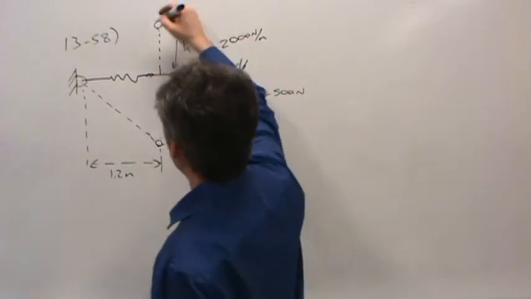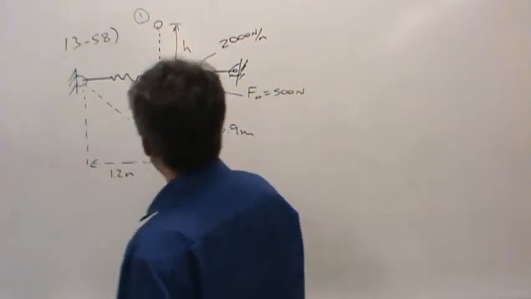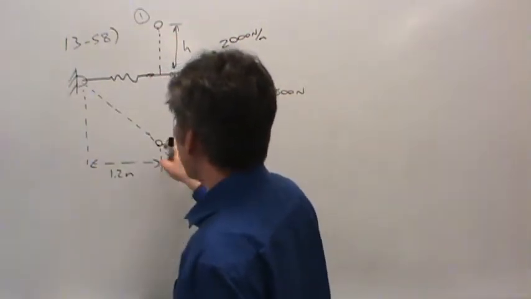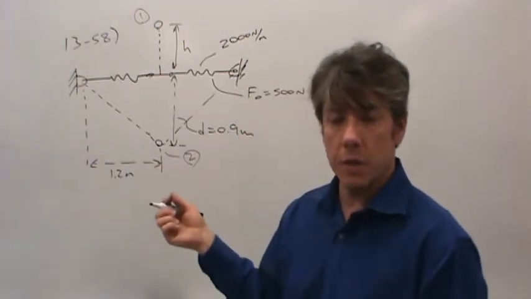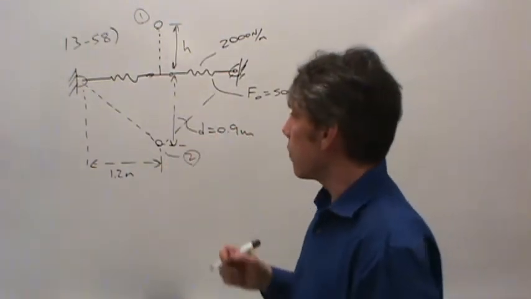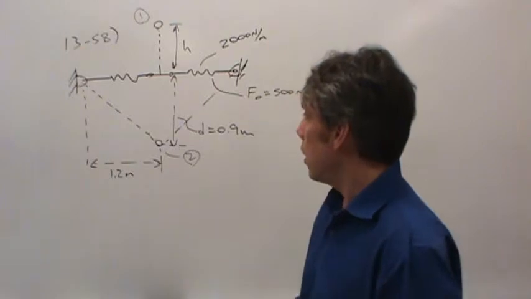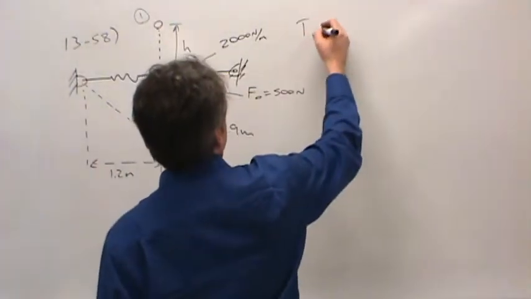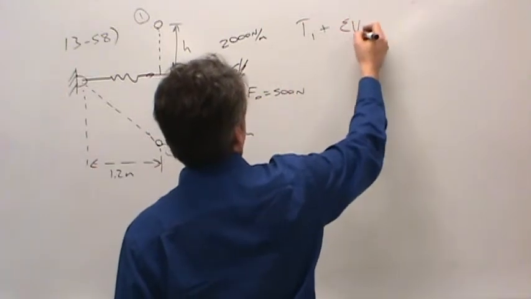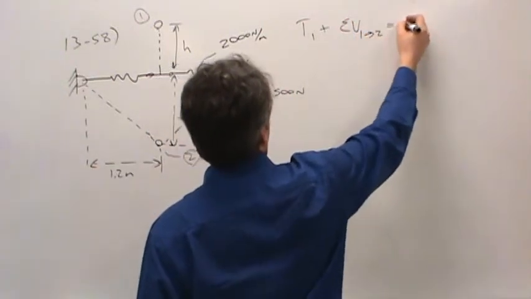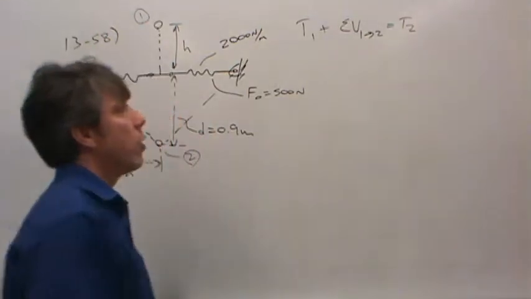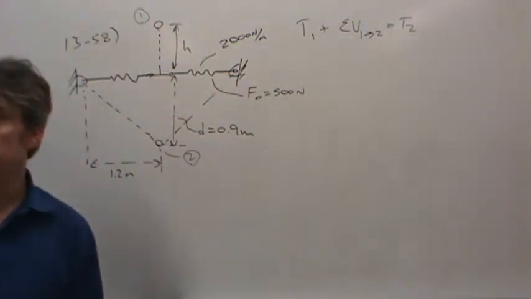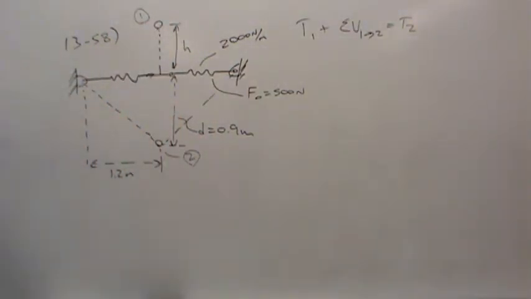In fact, let's go from state 1, where the ball's up here, down to state 2, where the ball's down at the bottom of the pouch and the springs are fully stretched, or however far they're going to be stretched. Okay? Now, what do we know about state 2? If we were to write down an energy equation that says T1 plus the sum of U1 to 2 equals T2, what do we know about both T1 and T2? The ball is released from rest. It equals 0. That's right.